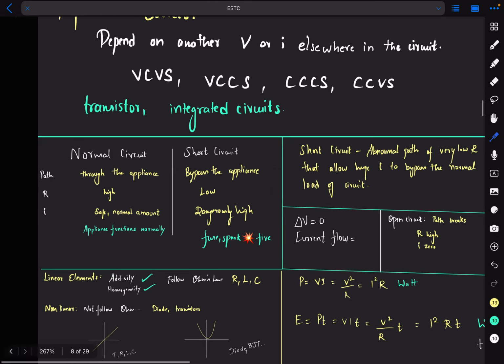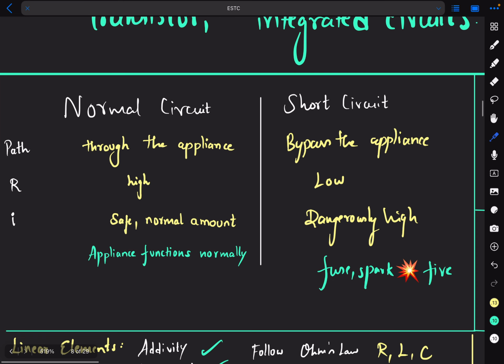Now that's easy. Now let's talk about the normal circuit and short circuit. This is very important. In the normal circuit, the current path will be through the appliance. If you have a refrigerator, the current flows into the refrigerator to make it work, alright? But in case of short circuit, it will not enter the appliance. It will not enter into the refrigerator. It just bypasses it. The resistance here is high. The resistance in the short circuit is low, okay?